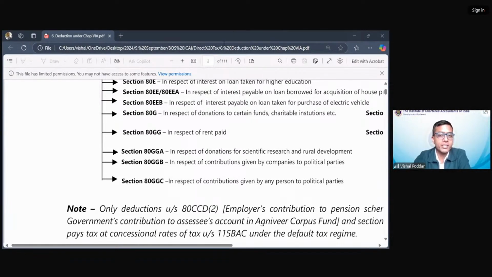Now somebody says, sir, what have you made for GGA? Same. G stands for donation and GA is the short form of Gaon. So it is donation for Gaon. If you see, you will find donations for rural development, poverty eradication, backward area upliftment, and all those things which are related to Gaon.